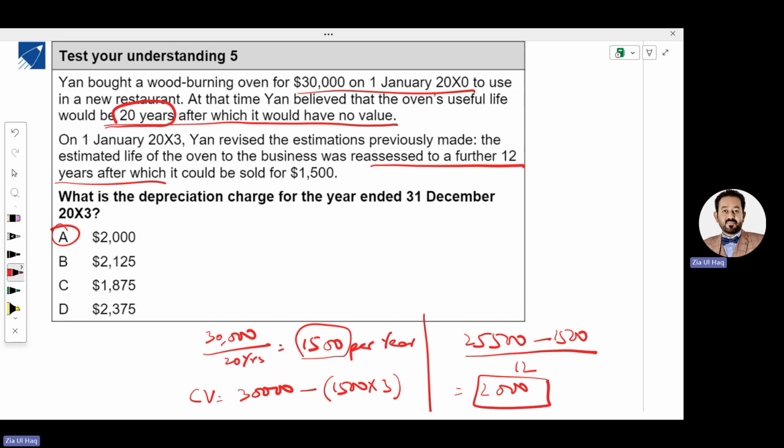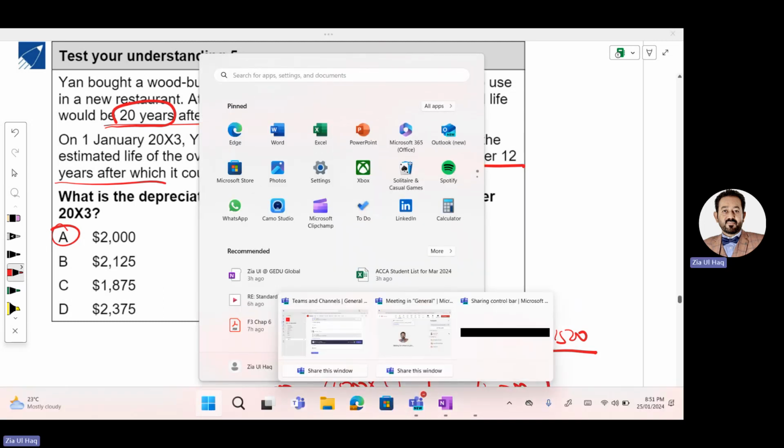Okay, this chapter is finished. Before coming to the next class, please practice all the questions of these 2 chapters. No class tomorrow.